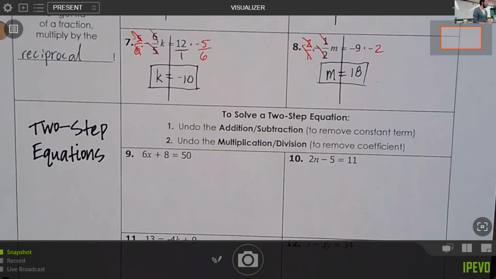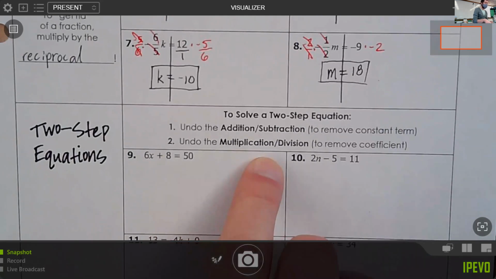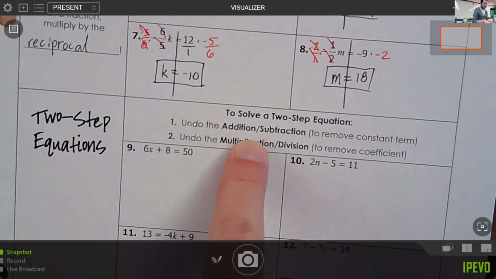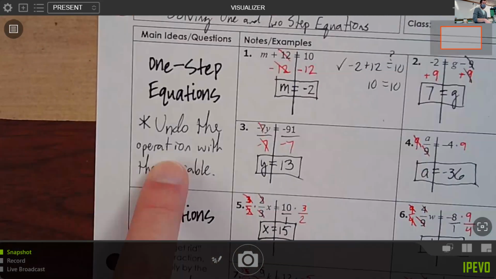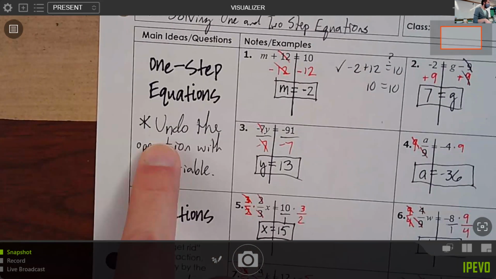It's like PEMDAS, but yeah, we're doing it in reverse, right? Because order of operations would say that we have to do the multiplication and division first, and then the addition and subtraction. But if we think about equations, we're undoing things, right?